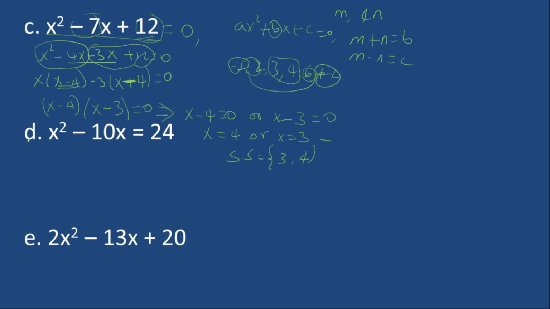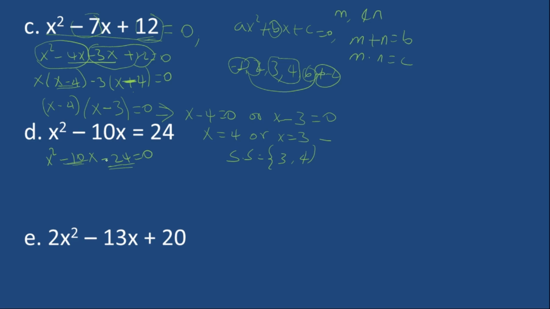The other one, for D, is x squared minus 10x is equal to 24. So bring this to the left side and make it equal to 0. We can write x squared minus 10x minus 24 is equal to 0. Again, we find two numbers whose product is minus 24 and whose sum is minus 10.